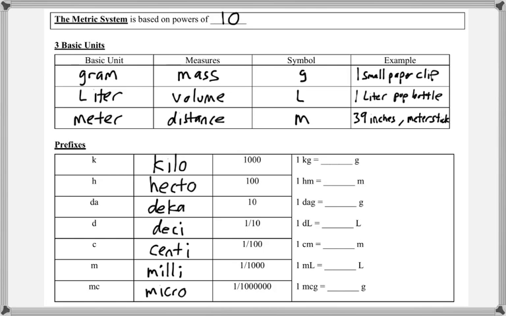So 1 kilogram is equal to 1,000 grams. 1 hectometer is equal to 100 meters. 1 decagram is equal to 10 grams. 1 deciliter is equal to 1/10 of a liter. 1 centimeter is equal to 1/100th of a meter. A milliliter is equal to 1 over 1,000 liters. And 1 microgram is equal to 1/1,000,000th of a gram.